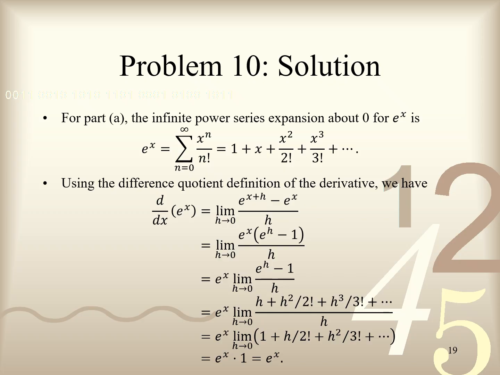After some basic algebra, the entire expression becomes e to the power x, times the limit as h approaches 0, of 1 plus h over 2 factorial, plus h squared over 3 factorial, and so on and so forth. Finally, this simplifies to e to the power x times 1, which equals e to the power x, as needed.